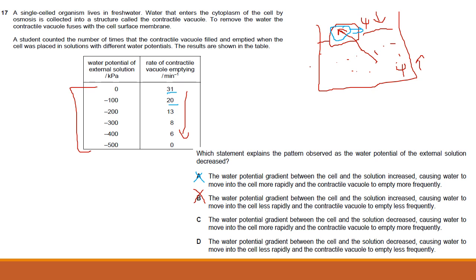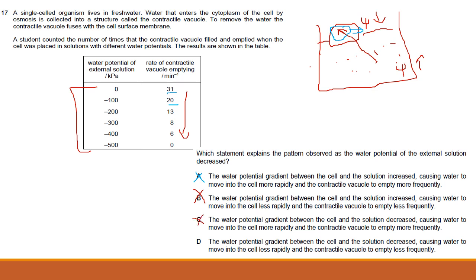So C says the water potential between the cell and the solution decreased, causing water to move into the cell more rapidly and the contractile vacuole to empty more frequently. I'm tempted to say empty more frequently, but no, it didn't empty more frequently. It emptied less frequently as you go down, because you can see here that it started to decrease. So this again is not the answer.